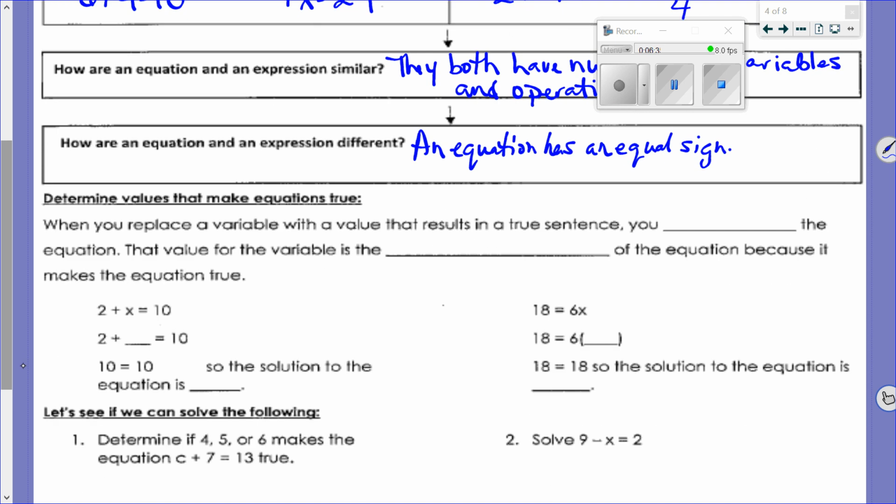Okay, here's what we're going to talk about. Determine values that make your equations true. When we say we want our equation to be true, that's what you instinctively do with equations. In other words, you find the value that you look at it and say, oh, okay, that's true. Normally, though, when you replace a variable with a value that results in a true sentence, you solve the equation.